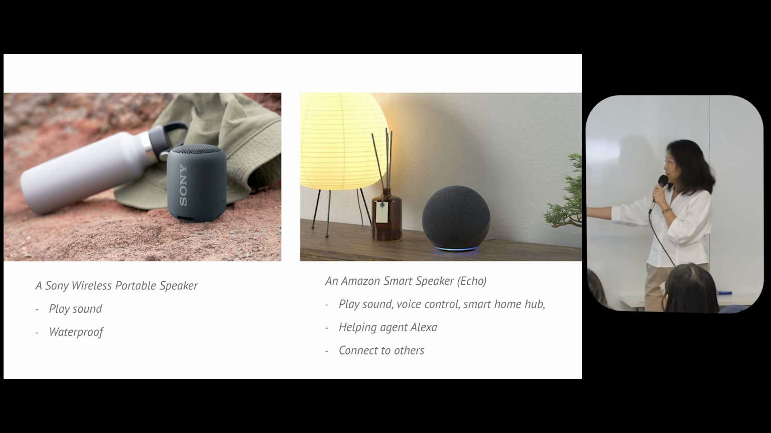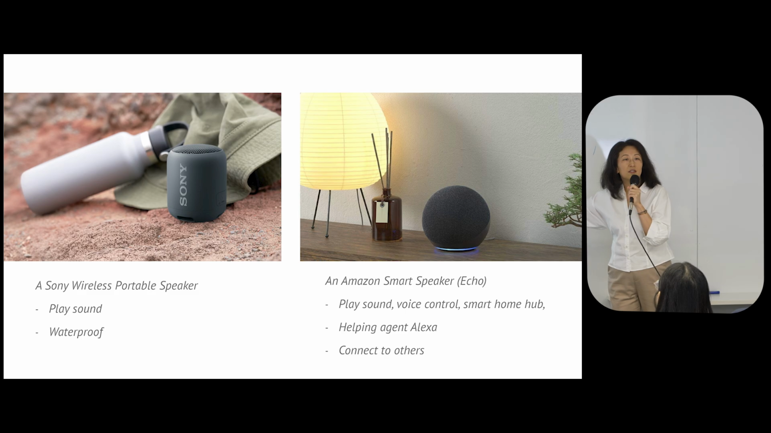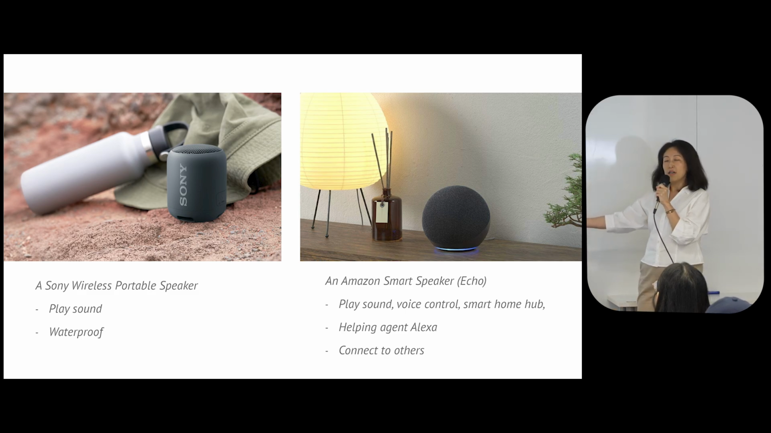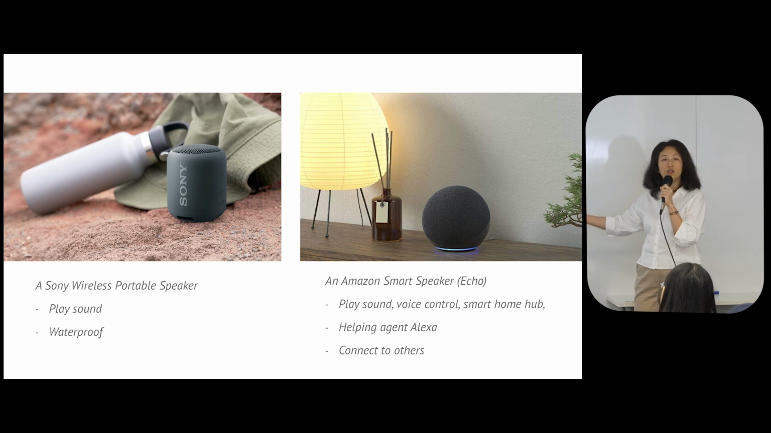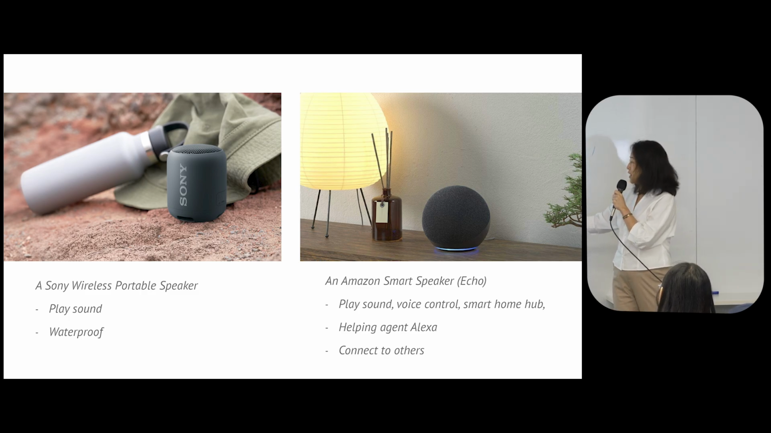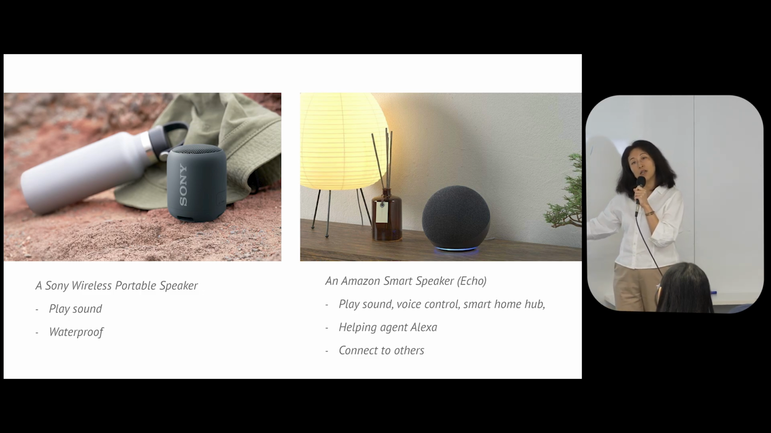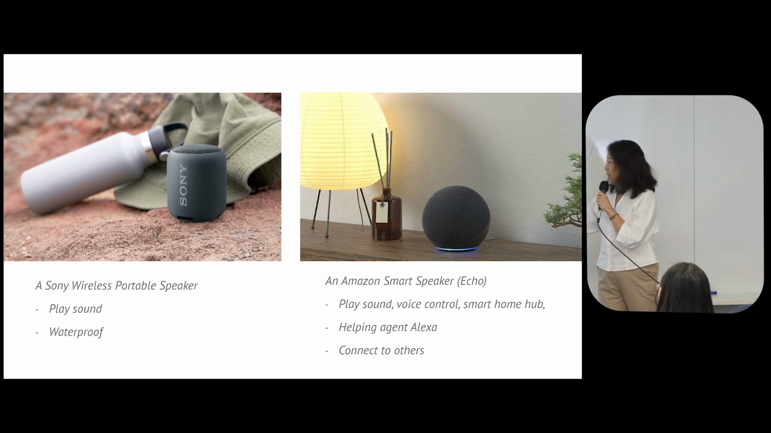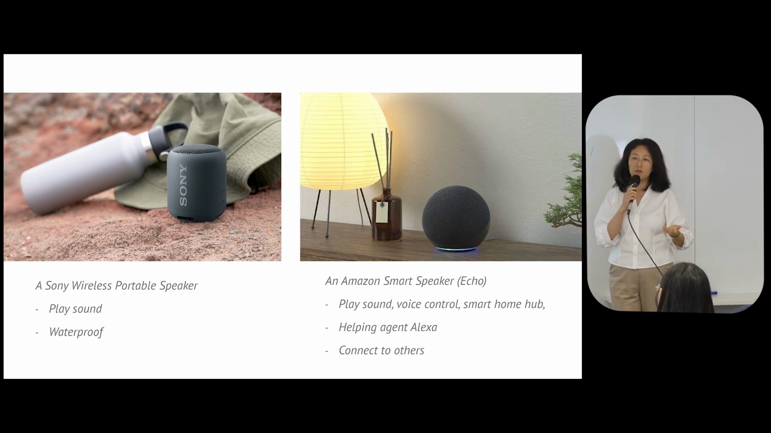On the right-hand side, another speaker, the Amazon smart speaker, Echo. Echo does the same thing, it plays sound, but it has voice control. It's also a smart home hub, you can use it to turn on the lights and so on, right? And it's embedded with an agent called Alexa, so you can actually talk and ask questions, and it helps you connect to others. So both are speakers, right?